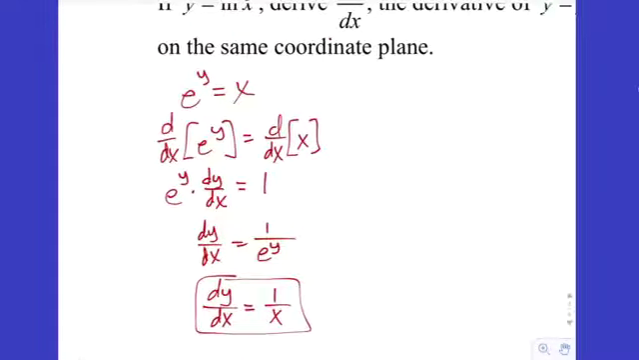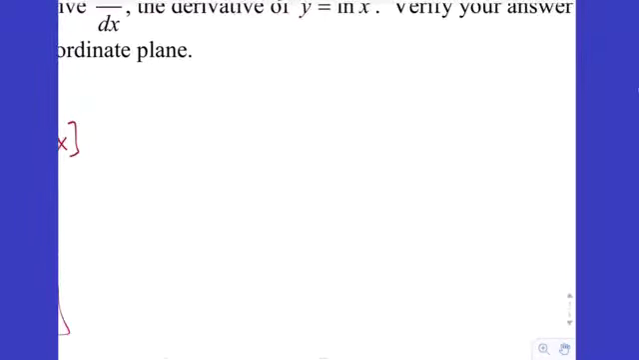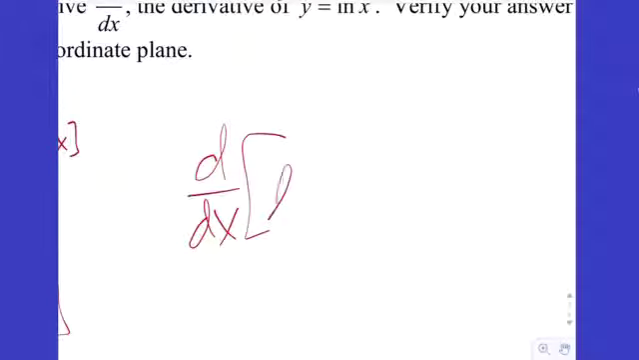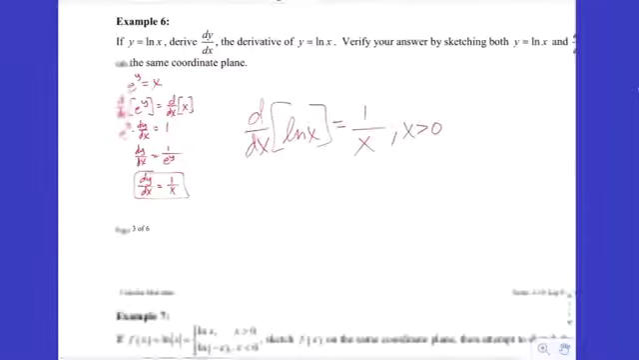You're going to want to memorize that, so you don't have to derive it every time. All right? Memorize it. Let's write it right here. The derivative with respect to x of the natural log of x is 1 over x. Now, what's the domain of 1 over x? Everything except 0, right? What's the domain of the natural log? Everything greater than 0. So because we're starting with the natural log of x, the derivative of the natural log of x is 1 over x for all x greater than 0. In other words, you're only going to see one branch of that reciprocal function in quadrant 1. Okay? But it works.